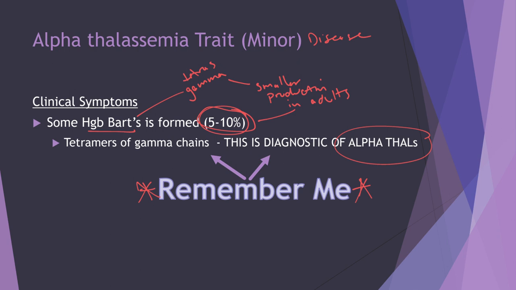Oh, and I do want to add, seeing the gamma tetramers does not differentiate the different types. So we'll just say not differential. It can just tell us that that patient has some form of alpha thalassemia.